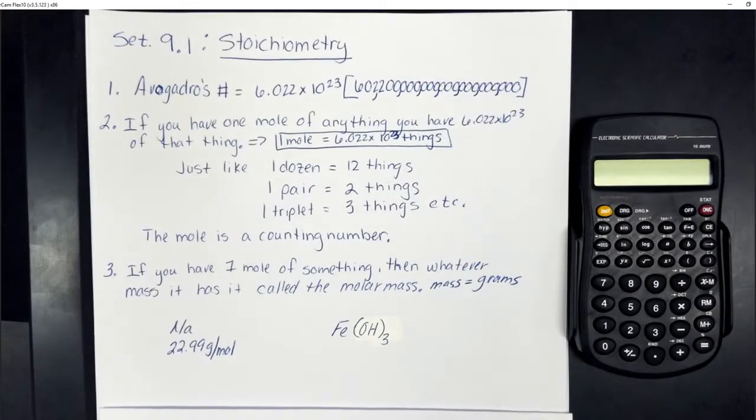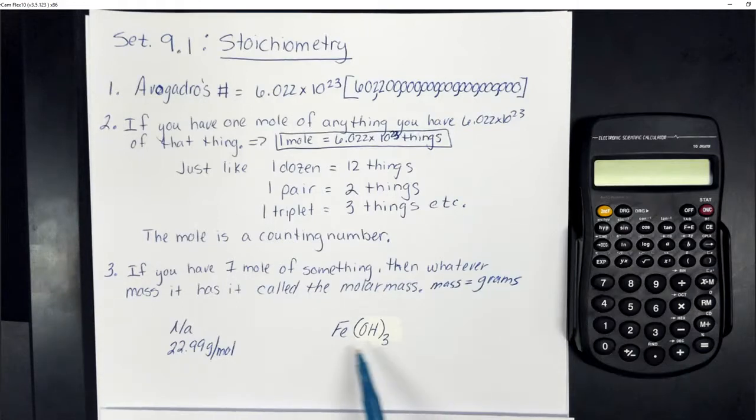Let's figure out the molar mass of a compound. It's a little bit more complicated. Let's take iron 3 oxide here. Okay? You should know by now that this is iron 3 oxide because oxide has a negative 1 charge. There's 3 of them, so iron has to have a 3+ charge to balance it out.